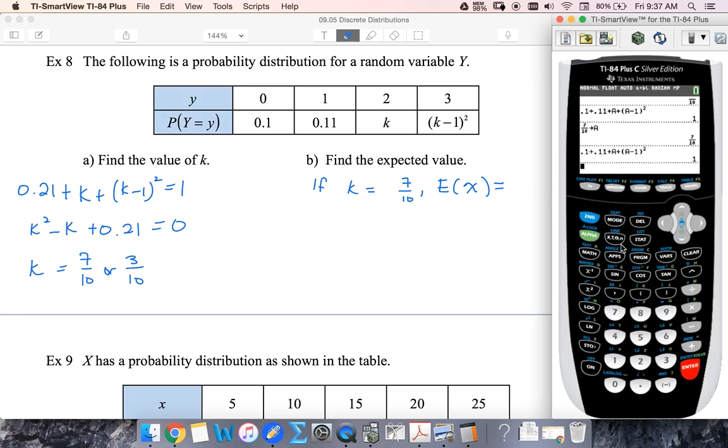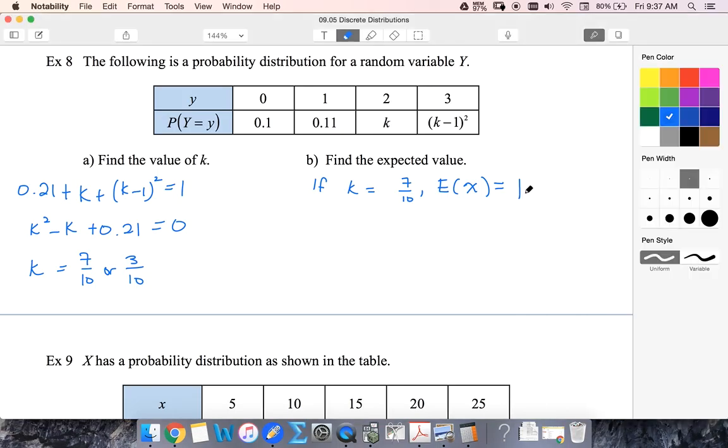All right, so now we're going to take 0 times 0.1, which is just 0. 1 times 0.11 is just 0.11, plus 2 times, I've got my 7/10 already stored in there as a, so I'm going to use that. And then 3 times (a minus 1) squared, where a is 7/10. All right, our first expected value is 1.78.